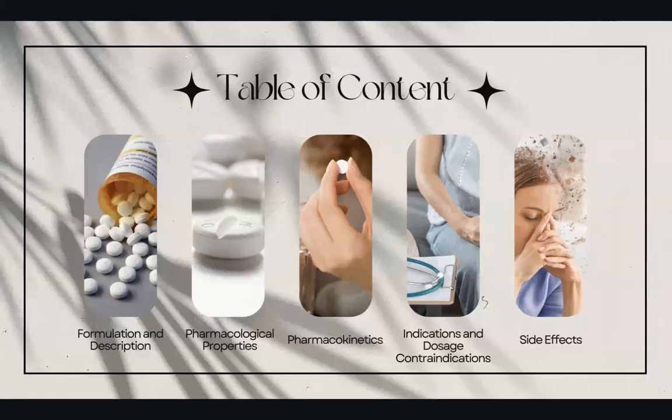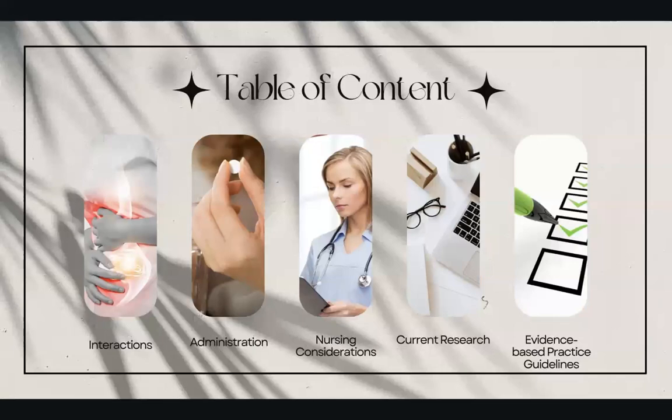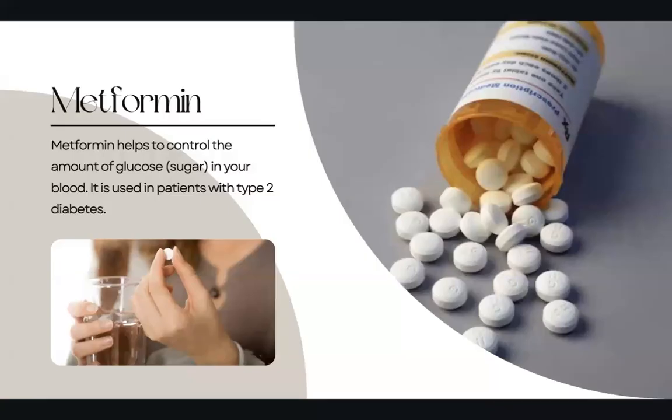So this is our table of contents. Metformin helps to control the amount of glucose or sugar in your blood. It is used in patients with type 2 diabetes. Controlling high blood sugar helps prevent kidney damage, blindness, nerve problems, loss of limbs, and sexual function problems. Proper control of diabetes may also lessen your risk of a heart attack or stroke.